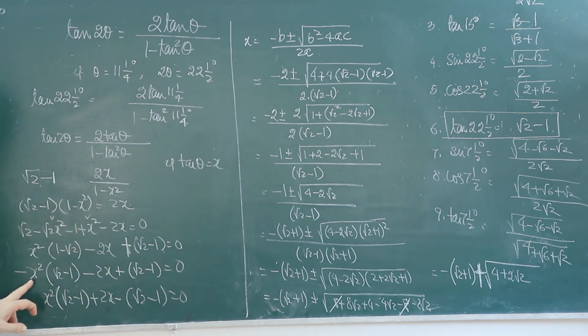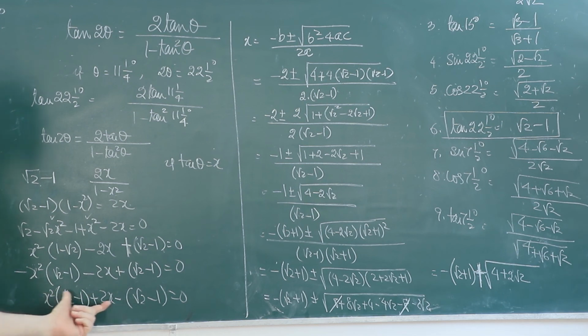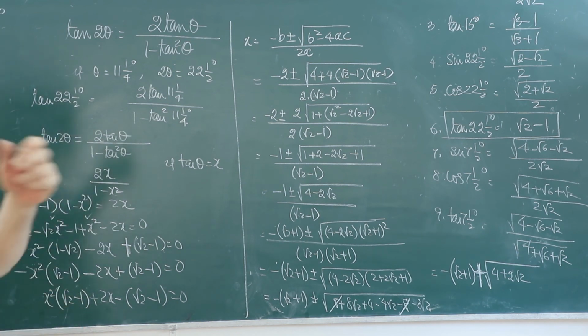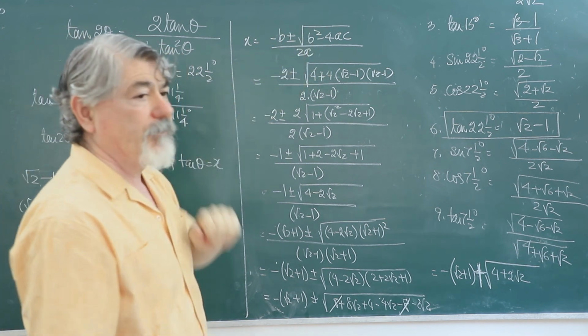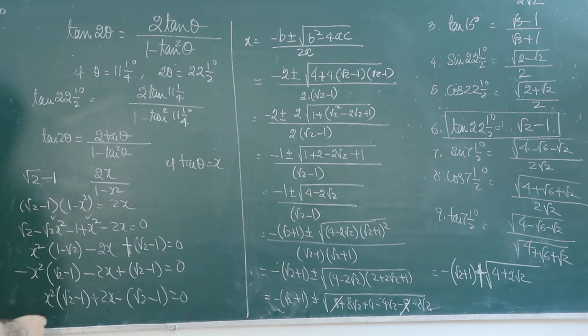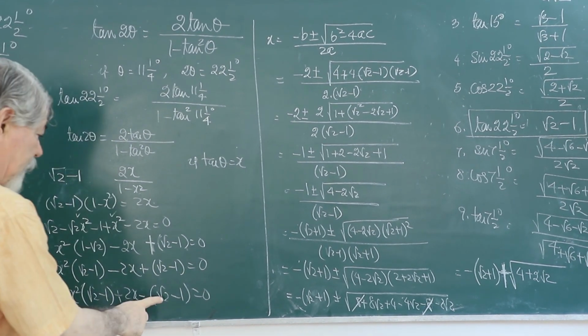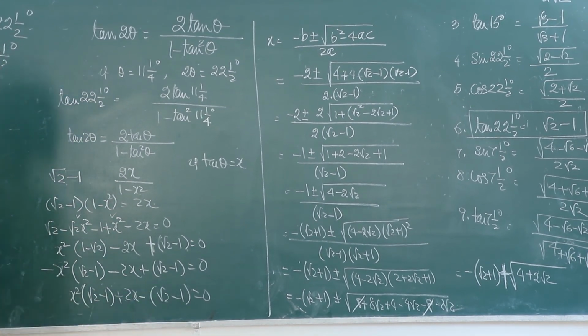Now I change the sign, minus becomes plus, x square root 2 minus 1, minus becomes plus, and plus becomes minus. It is a quadratic equation, and we solve quadratic equation by the formula x is equal to minus b plus minus under root b square minus 4ac upon 2a. Here b is the coefficient of x, which is 2. A is the coefficient of x square, which is root 2 minus 1. And constant c is minus, in the bracket, root 2 minus 1.